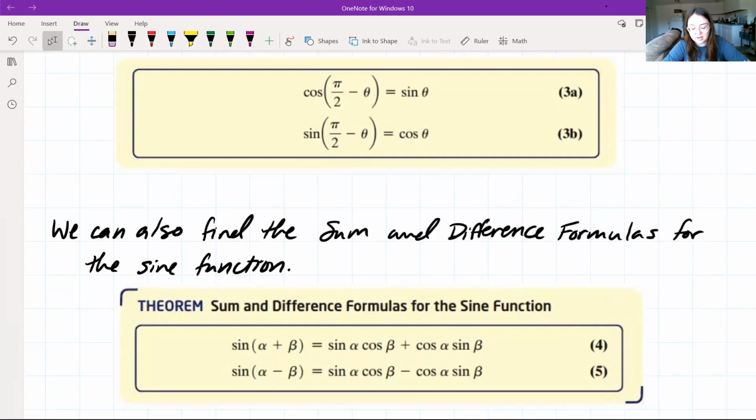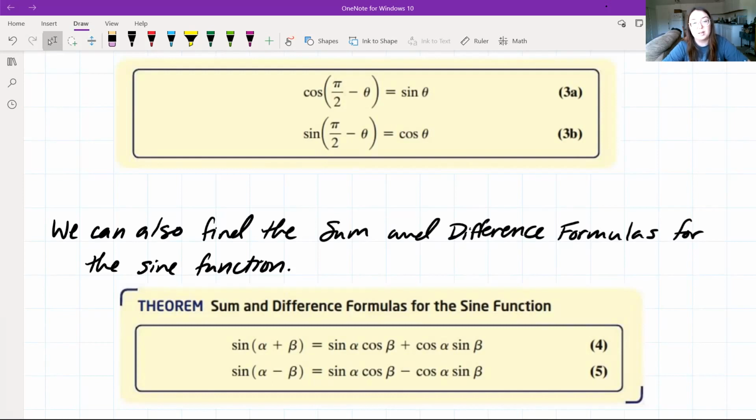So now we have sine of alpha plus beta is going to be equal to sine of alpha times cosine of beta plus cosine of alpha times sine of beta. Then when we have sine of alpha minus beta, this is going to be equal to sine of alpha times cosine of beta minus cosine of alpha times sine of beta. So we see that they're very similar.